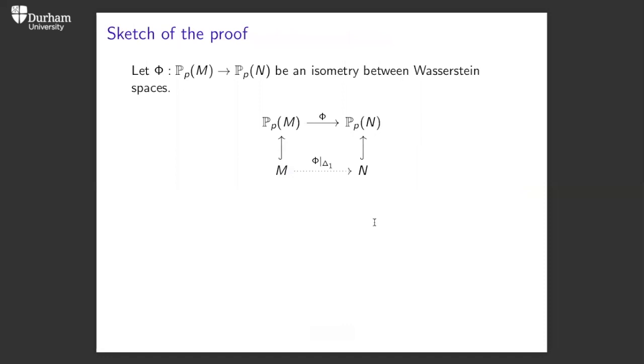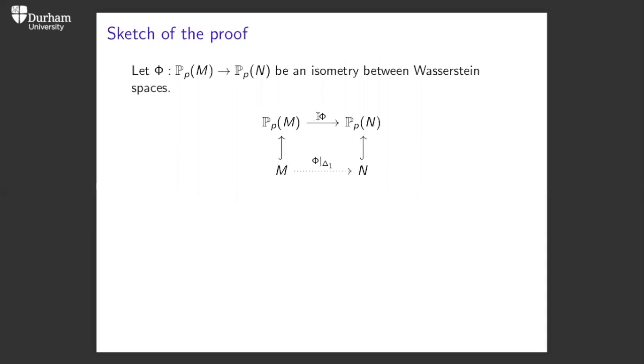And I would like to give a sketch of the proof. Consider the isometry phi, and we have this situation in this diagram. We have that both manifolds can be isometrically embedded in the corresponding Wasserstein spaces. They are the Dirac deltas in the Wasserstein space.